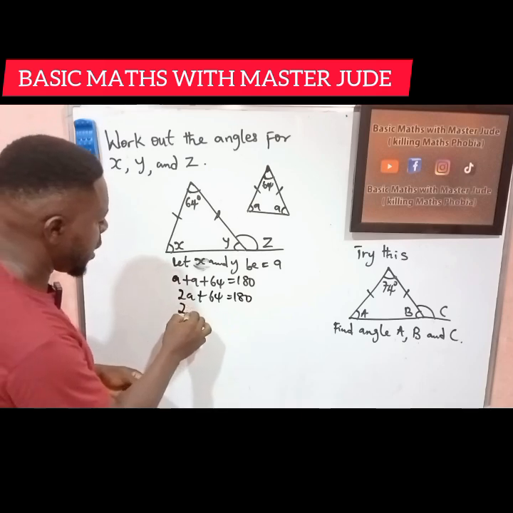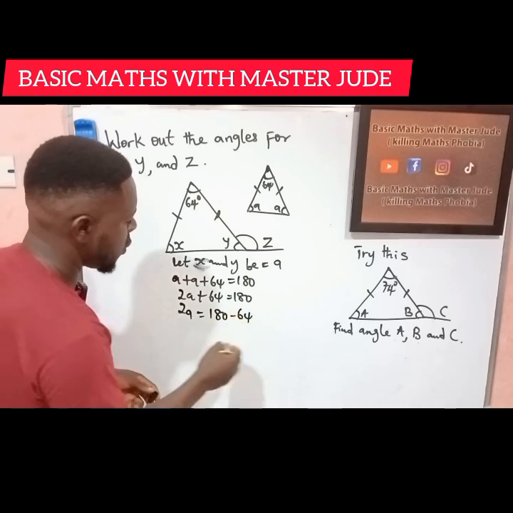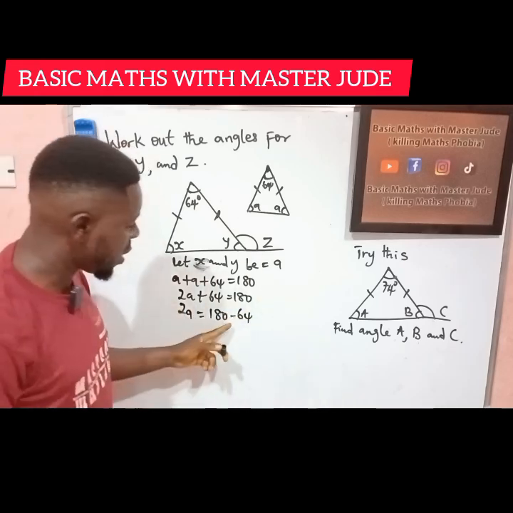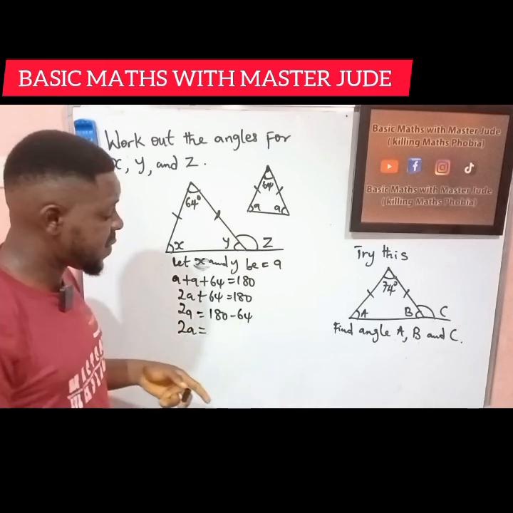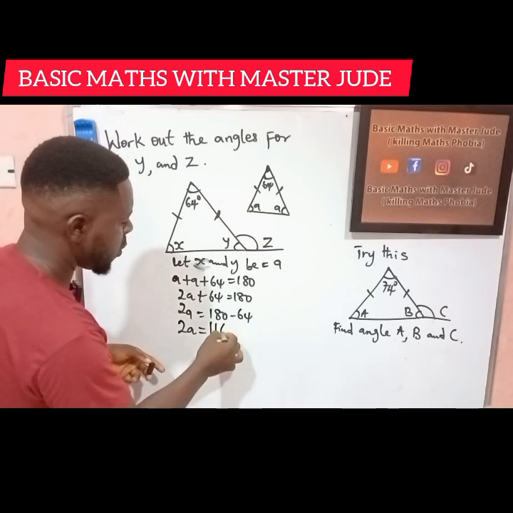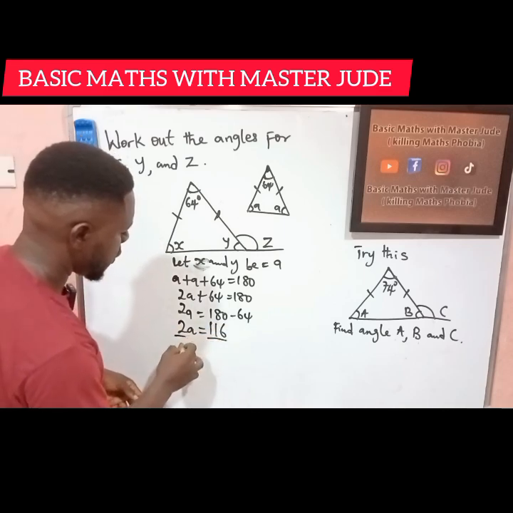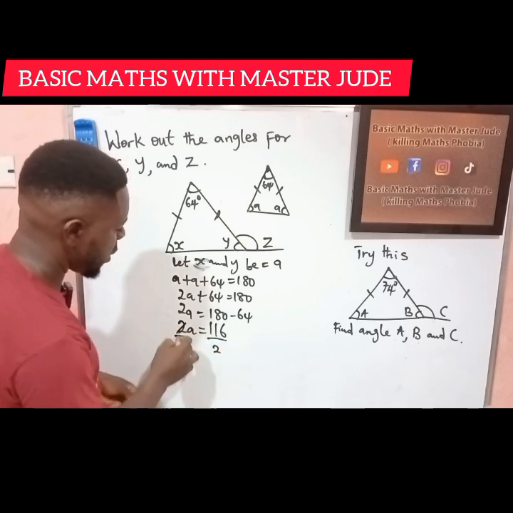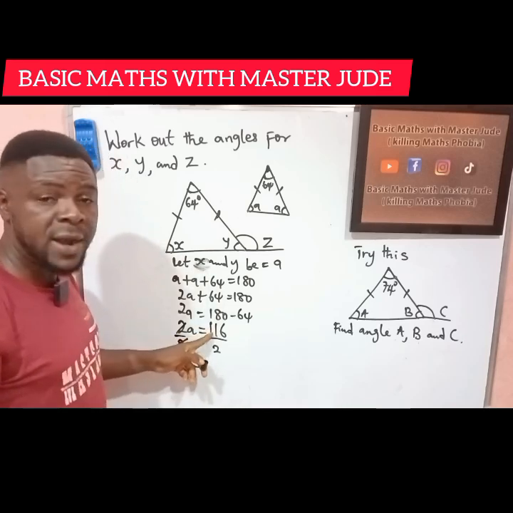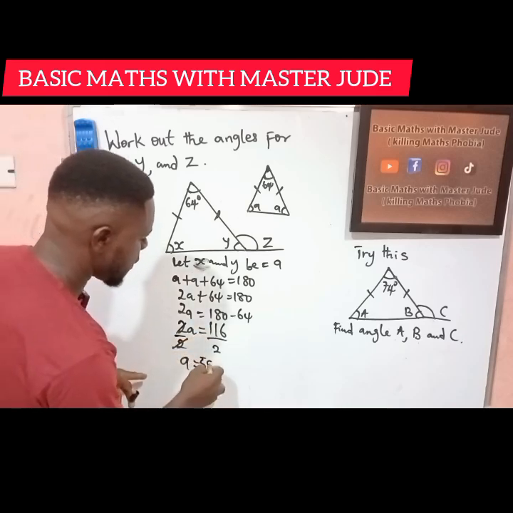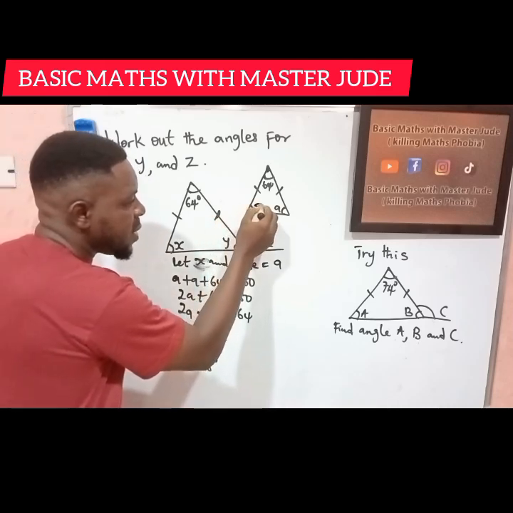Now, I'm going to have 2A is equal to 180 minus 64. Plus 64 crossing the equality sign will give me minus 64. So, this is 2A is equal to 180 take away 64 will give me 116. Now, to get the value of A, I will divide both sides by 2. 2 will cancel itself and left with A. So my A is equal to 116 divided by 2, which gives me 58. So the value of my A is 58, meaning that here is 58.